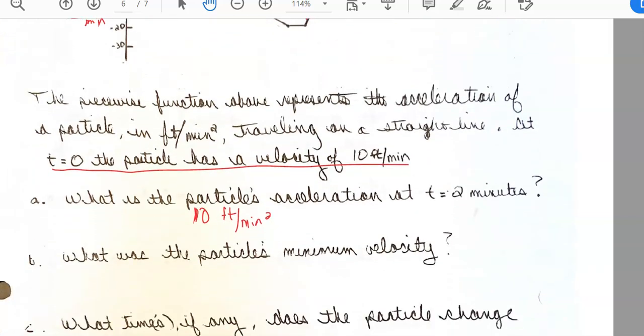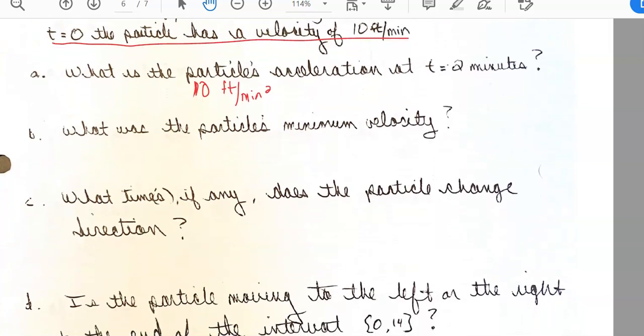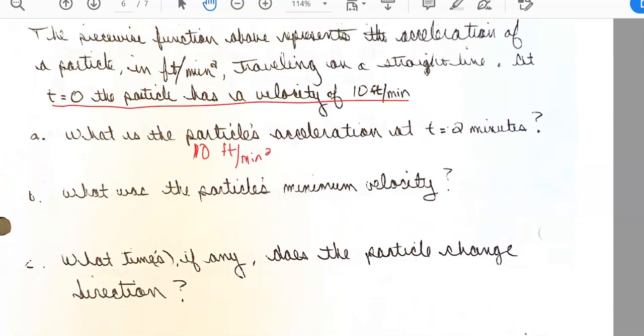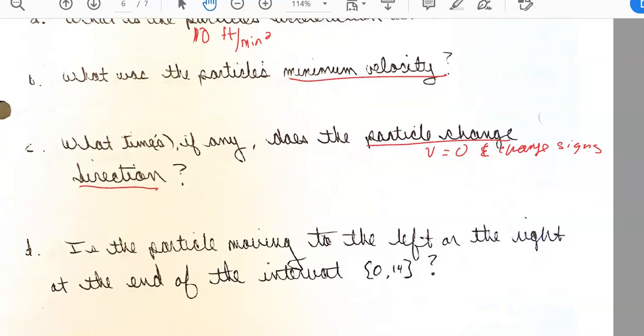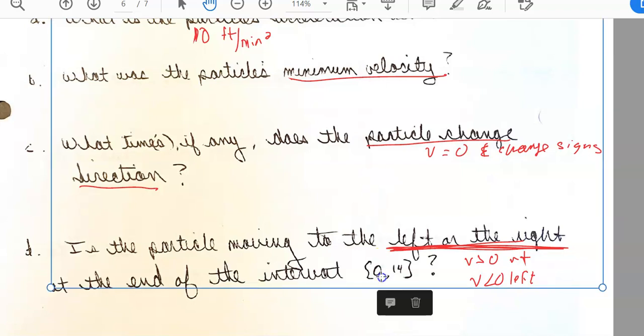But then the rest of these questions, B, C, and D, all deal with the idea of velocity. So minimum velocity, when do we change directions? That's a velocity question. When is our velocity 0 and changes signs? And are we moving to the left or the right? We know if our velocity is positive, we go to the right. If our velocity is negative, we're going to move to the left. So all of these are velocity questions.